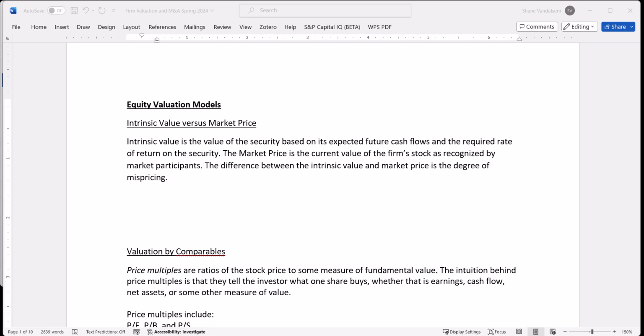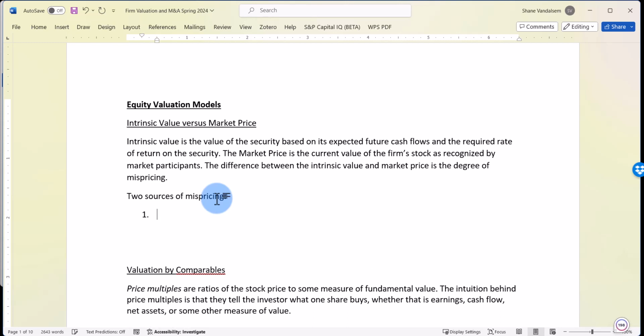The market price of the stock is different than the intrinsic value in that it's the amount that we see. We can see the market price when we look up the quote for a stock. The difference between the intrinsic value and the market price is referred to as the degree of mispricing. And mispricing comes from two different areas. So there are two sources of mispricing.